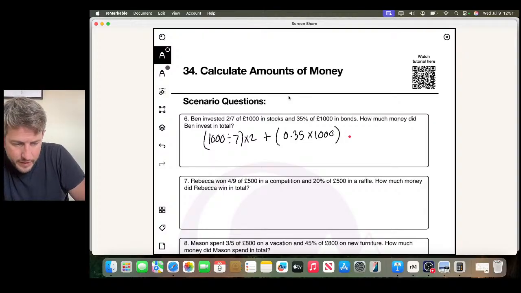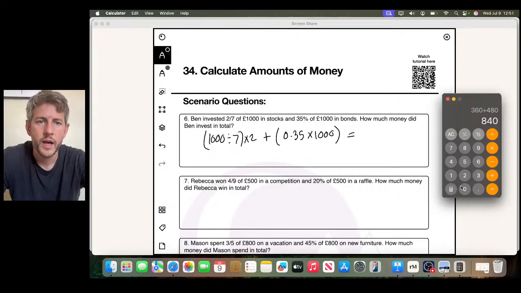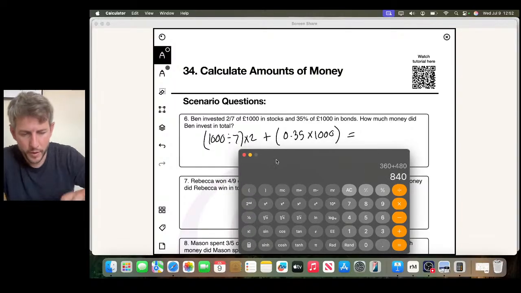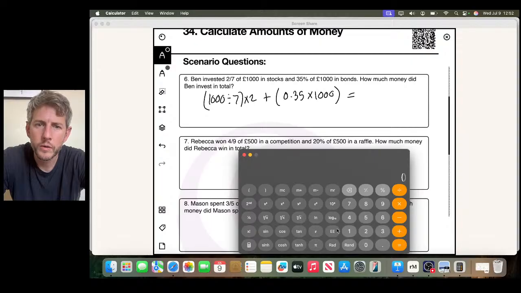Here we go. And then I can sort all this out in the calculator. I'm actually going to be really lazy and do it all in one go. So here we go. This is good because it's practicing everything that we've done. So we've got 1,000 divided by 7, close brackets, times that by 2, so that's our 2/7, and then add, get my brackets out again, 0.35 times 1,000.